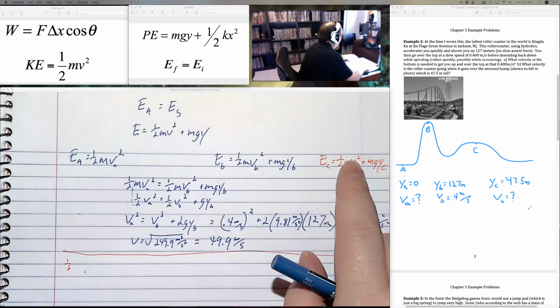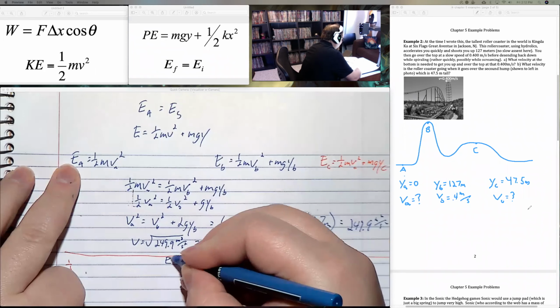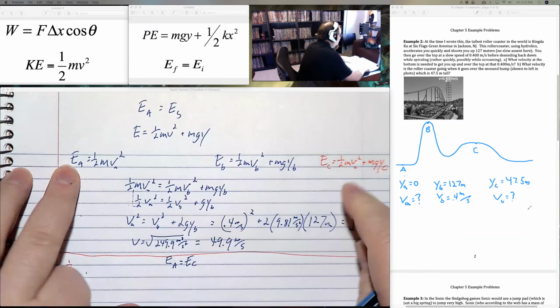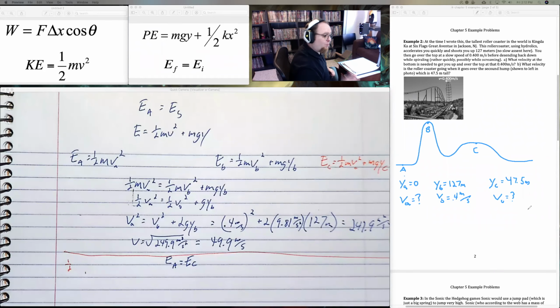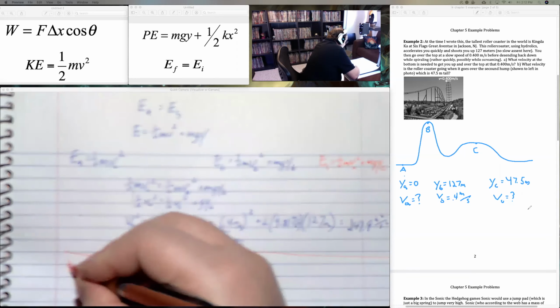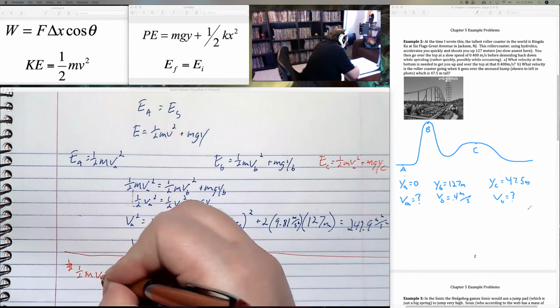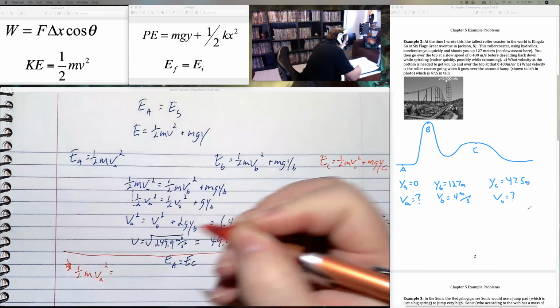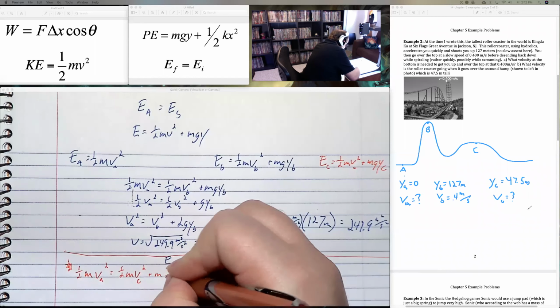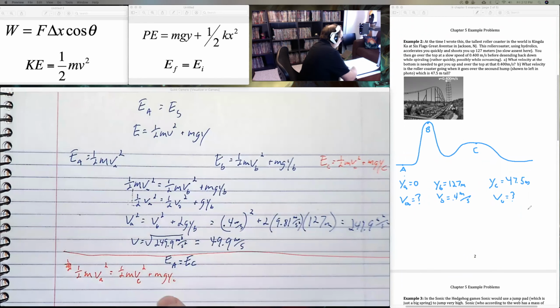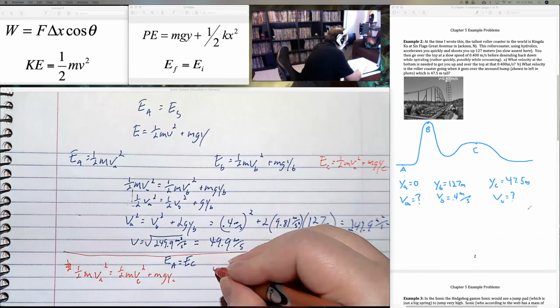Now, I'm going to say EA equals EC just because EB has more terms. Because it has more terms, it's more complicated. When in doubt, use the simpler term. If you use the simpler term, you're less likely to make a math error. Now I'm solving for VC. So I'll subtract mgyC from both sides.